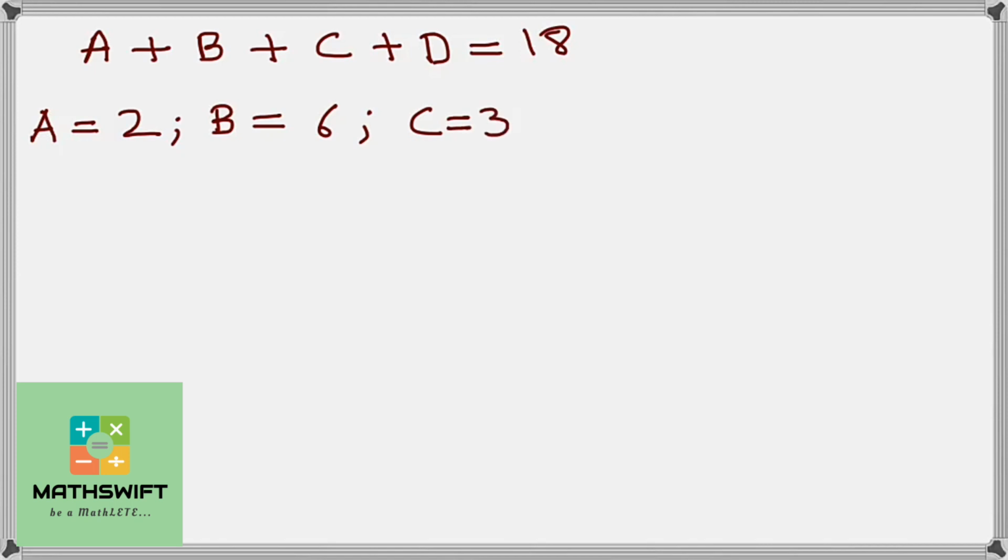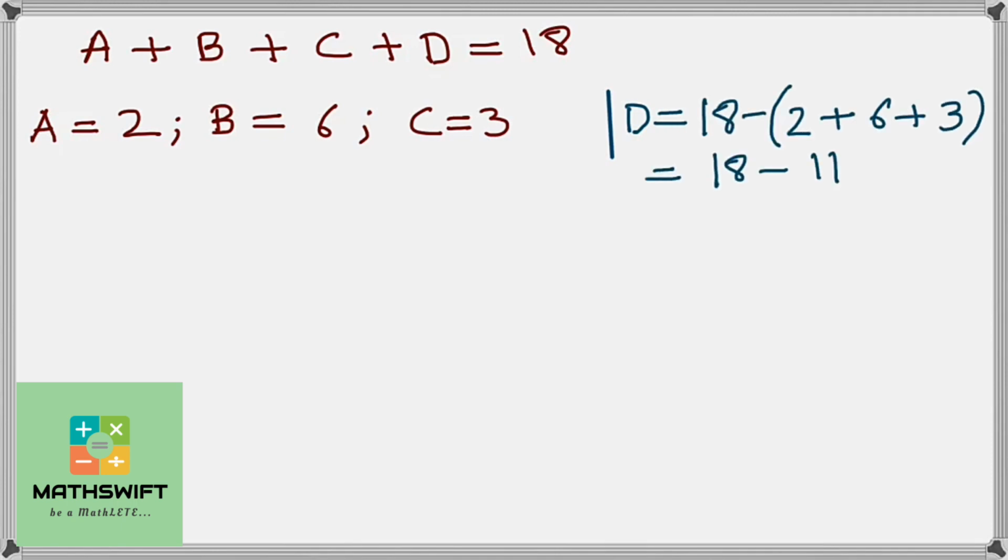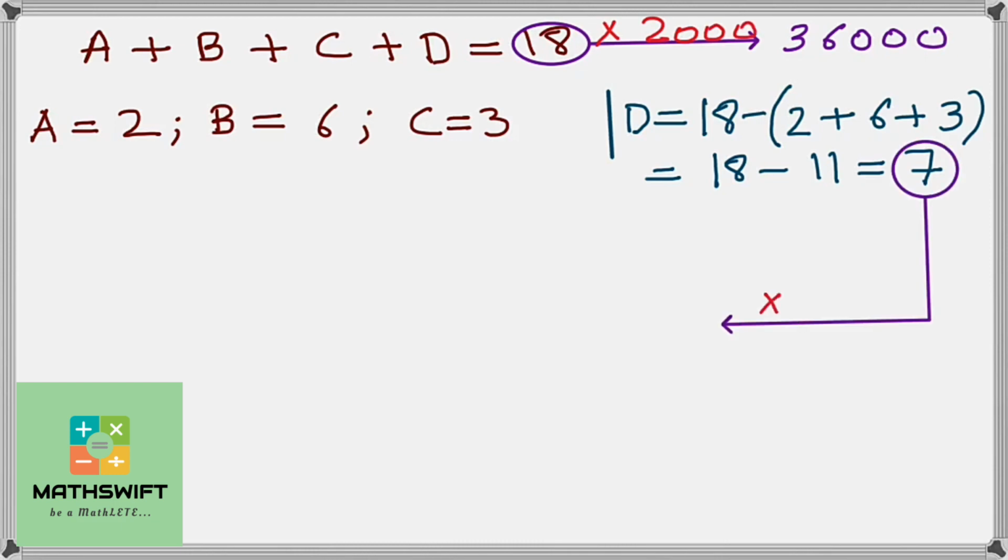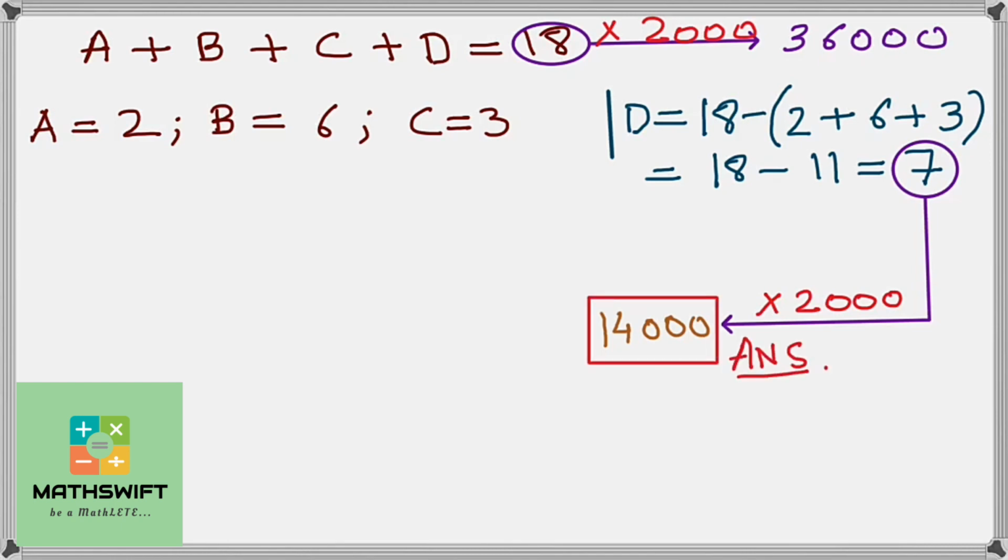Using this, we can find out D by plugging in the values of A, B, and C in the above equation. We know that 18 units is $36,000 as per the question, that is 2000 times. So D is 7 times 2000, that is $14,000, which happens to be the answer to this word problem where we are supposed to find out the amount that D contributed.